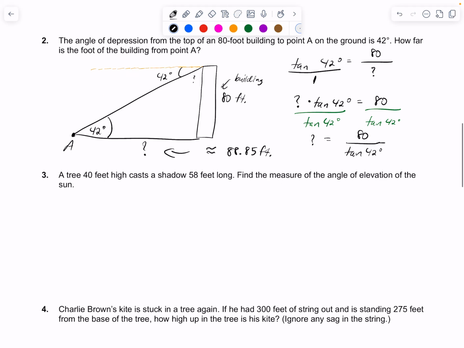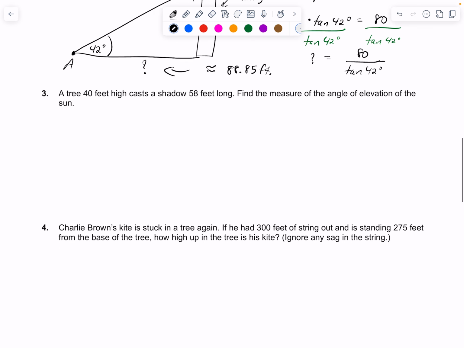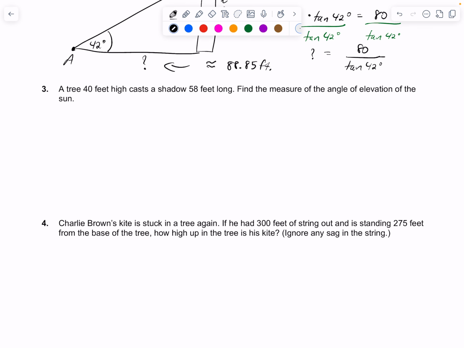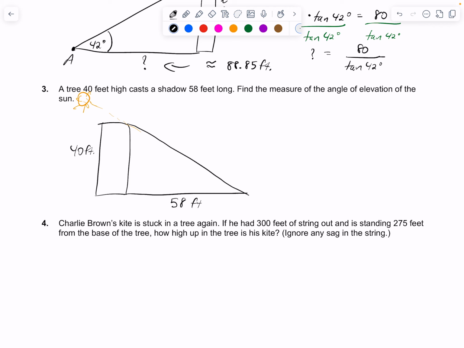Okay, let's do number 3, and then I'll let you take a look at 4 and 5 on the key. Number 3 says, a tree 40 feet high, so here's my tree, very large tree, casts a shadow that is 58 feet long. So I'll have my shadow 58 feet long. That means I must have my sun somewhere up here, shining down, so I'll make that triangle. It says, find the angle of elevation of the sun. So essentially, if I'm down here on the ground looking at the sun, can I find that angle there? I'll just call that theta.